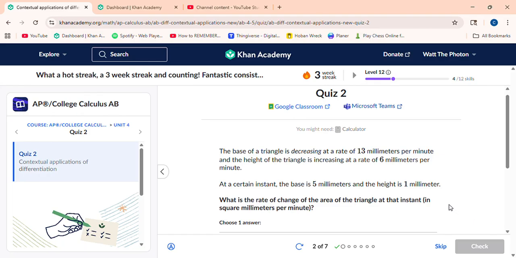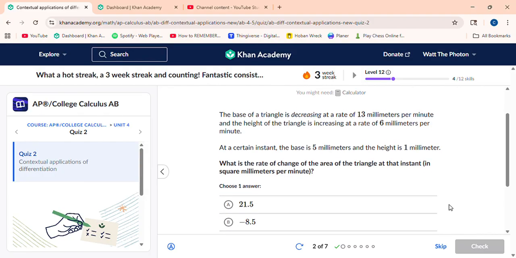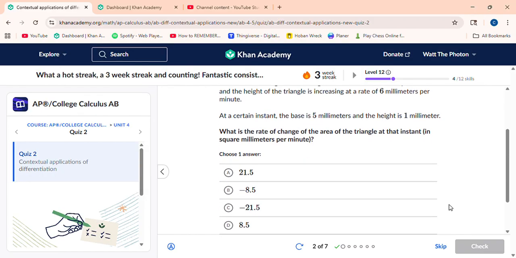The base of a triangle is decreasing. Okay, so base of a triangle, base'(t) is equal to negative 13. And the height of t is increasing at a rate of 6. B equals 5, and h equals 1. What is the rate of change of the area of the triangle at the instant?